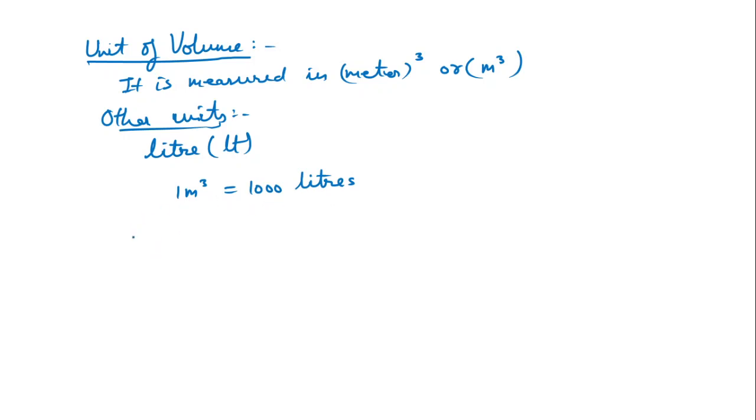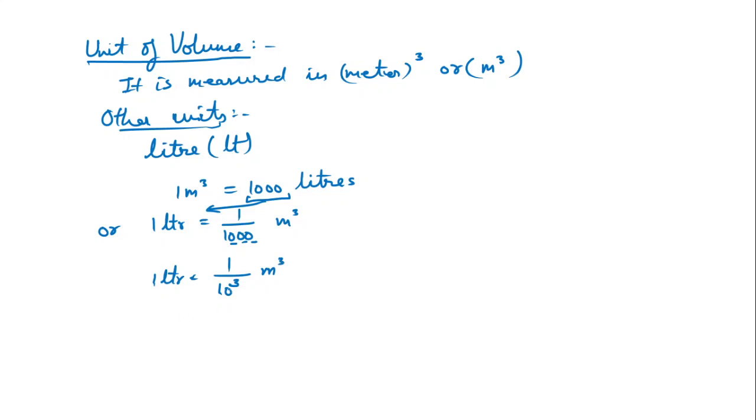Or if one has to calculate how many meter cubes there are in 1 liter, we can cross multiply to this side, and 1 liter equals 1 by 1000 meter cube. This 1 by 1000 can be written as 1 upon 10 to the power 3, because there are 3 zeros after 1, so we write it as 10 to the power 3 meter cube.